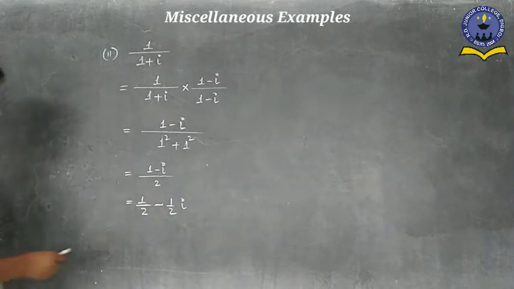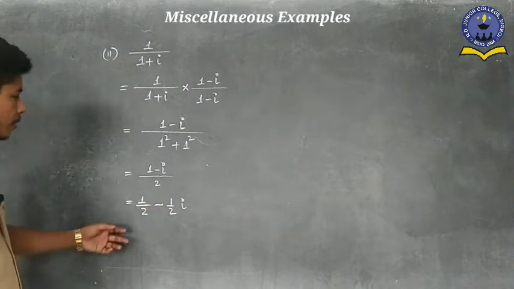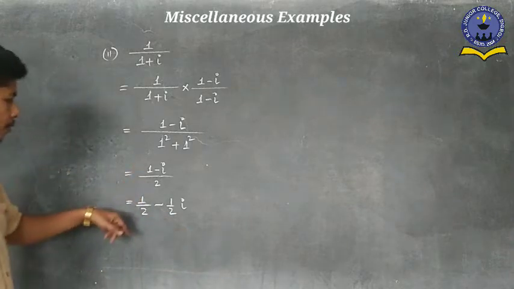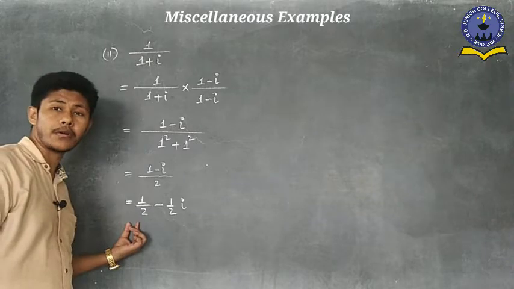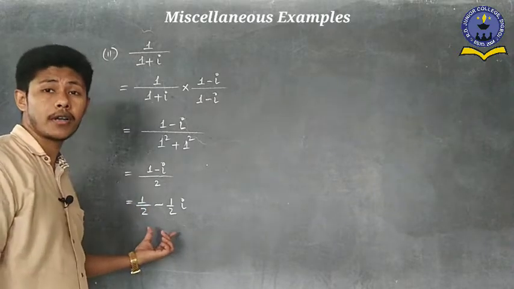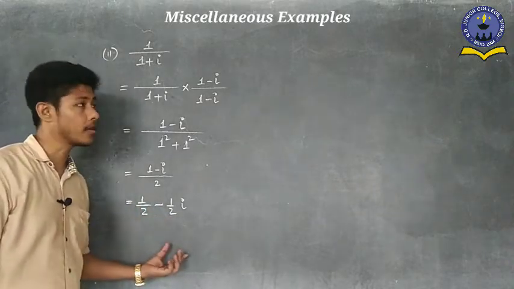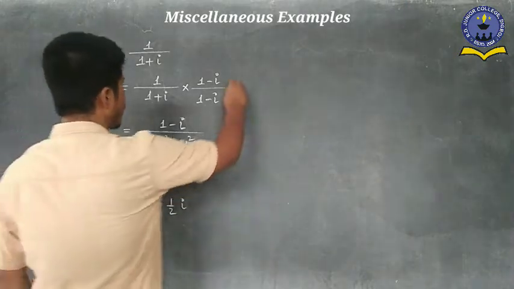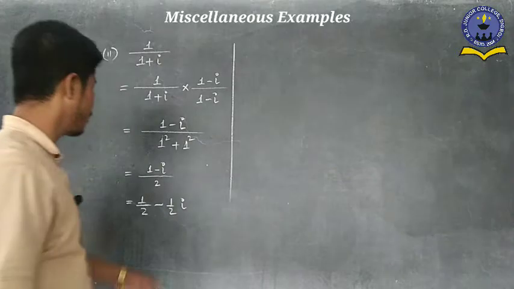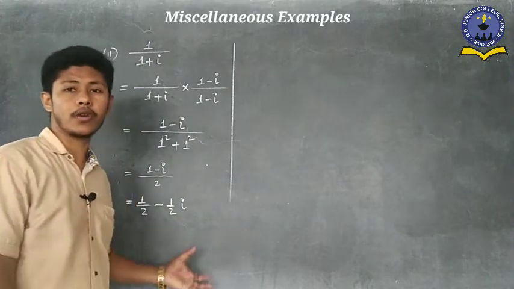Is it clear? So this is a complex number of the form a plus ib, 1 by 2 and minus 1 by 2 into i. That means the real part is 1 by 2 and the imaginary part is what? Minus 1 by 2, isn't it? So here we get the real part and the imaginary part. Now after getting this, we have to convert it to polar form, to find the modulus and argument.